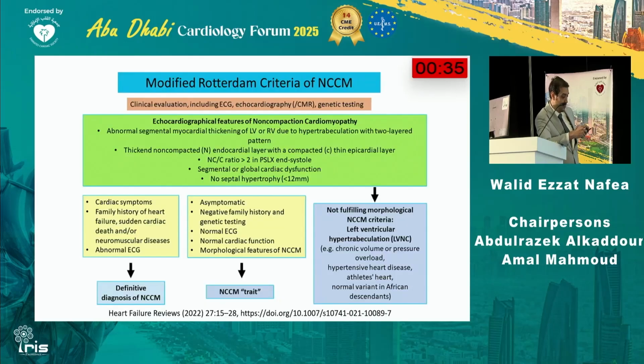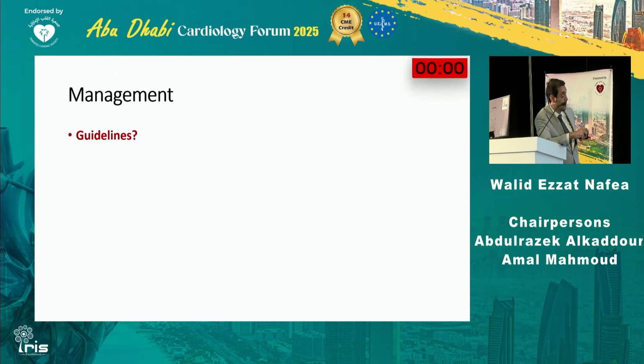Another algorithm from the literature, the modified Rotterdam criteria, depends mostly on the symptoms. So if we have a patient who is asymptomatic like our case, and at the same time has negative family history, negative genetic testing, a normal ECG, and morphological features of non-compacted cardiomyopathy, then you can call it a non-compacted cardiomyopathy trait, so it's not a diagnosis. With all of this, I believe we are still in doubt about which tool to use, because we have 2 different algorithms: one is positive and one gives us a rule-out.